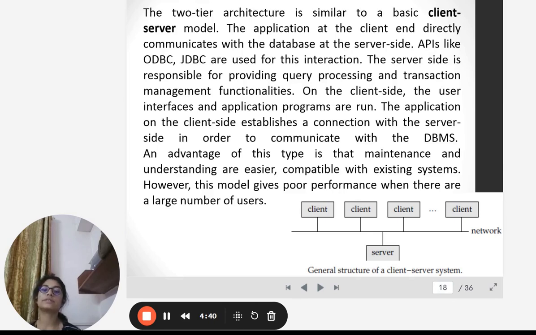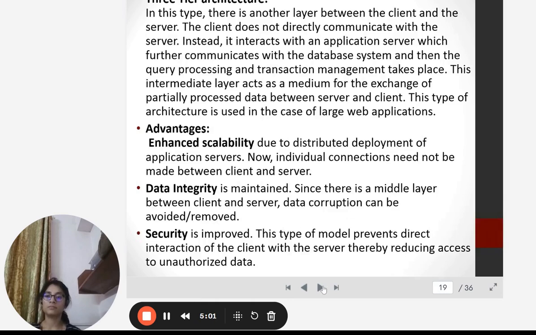An advantage of this type is that maintenance and understanding are easier, and it is compatible with existing systems. However, this model gives poor performance when there are large number of users. So it won't function well when the service is provided to a very large number of users.